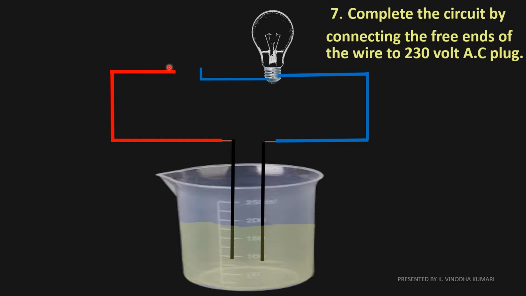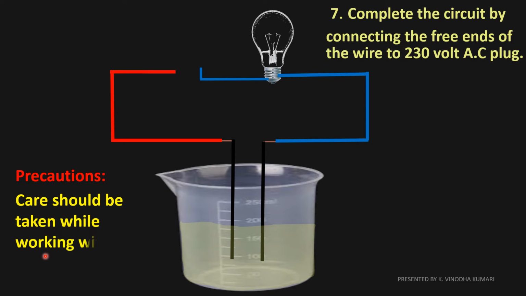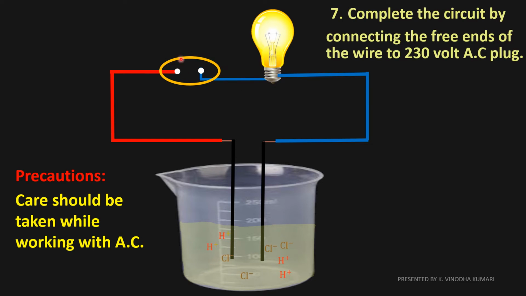We'll complete the circuit. See, while working with AC, we should be very careful. I have already told you that while preparing acid solutions, we should be careful, and here while working with AC also we should be careful. Now we'll connect the AC plug to the free ends. See, this is the AC plug. Observe it carefully. Yes, as soon as the plug is connected, the bulb has glown.